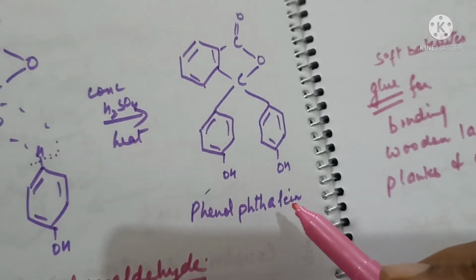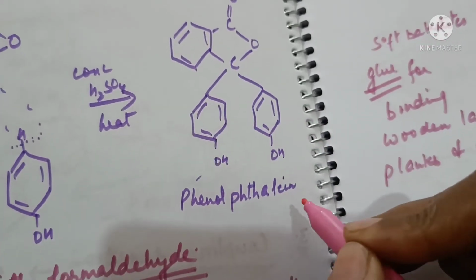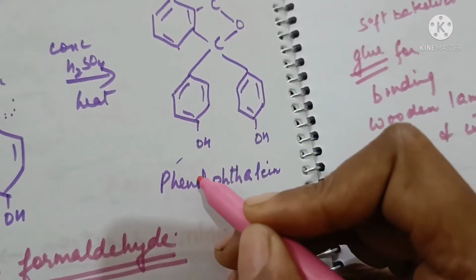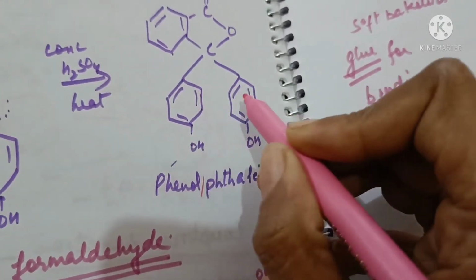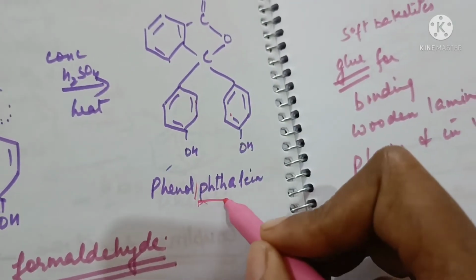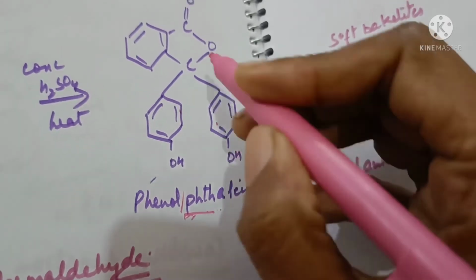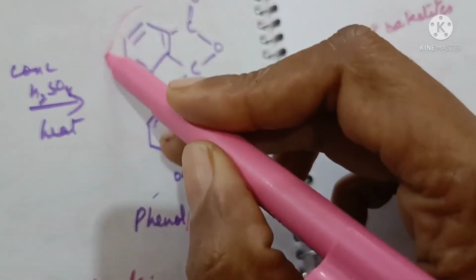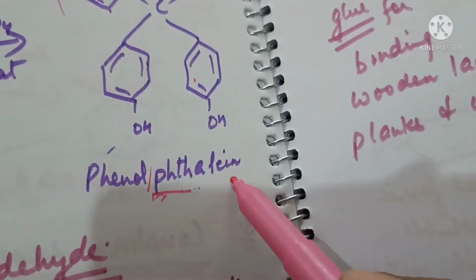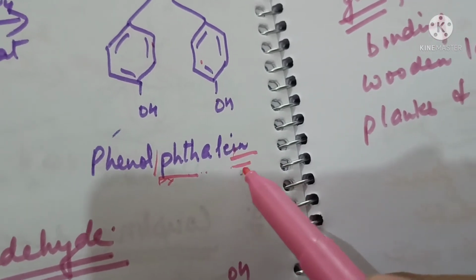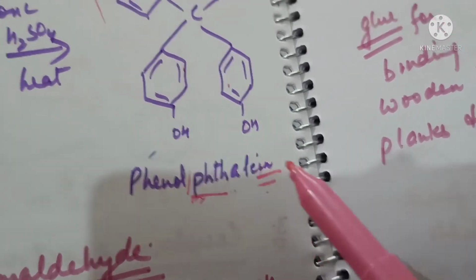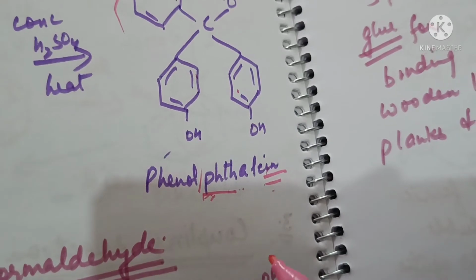And the name of the compound will be phenolphthalein. Phenol from this portion, phenol from these two molecules, phthal from phthalic anhydride, and ein is usually the name given to a product when condensation occurs.